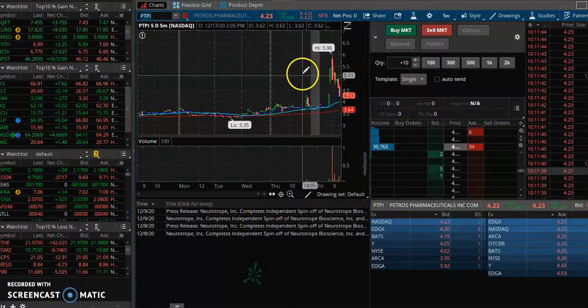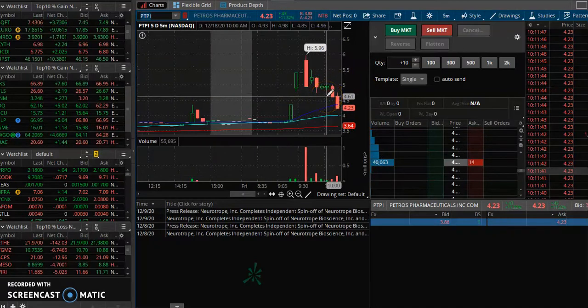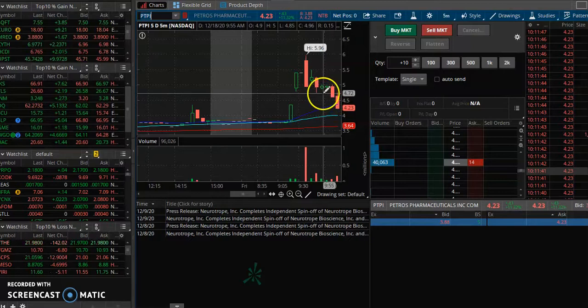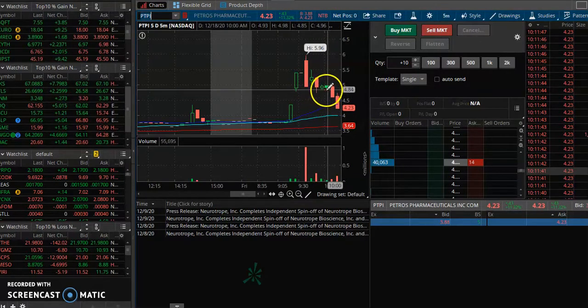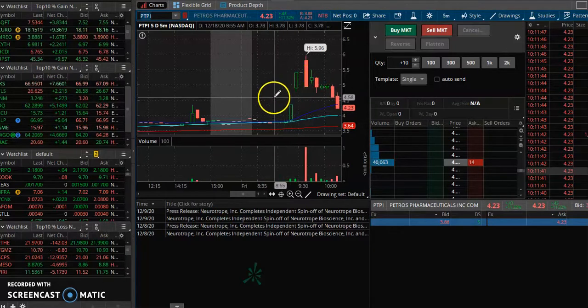PTBI. Okay, so Petros Pharmaceuticals. This stock got halted, okay? Whenever this stock gets halted, we have to make sure that we set a stop, a limit. See, it went down and got halted on the way down again. So we don't want to take any chances. We want to make sure that we're in here after it pulls back, or if it has strong volume going on the way up.